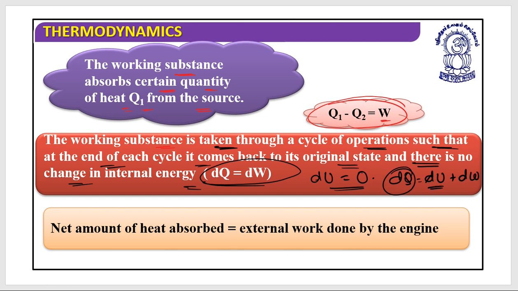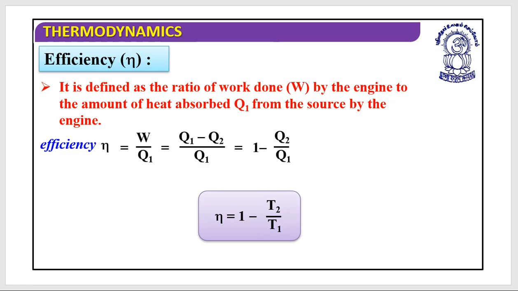So all the work is going to convert it to the change in energy. So what we can say, it's a net amount of heat absorbed that is equal to the external work done by the engine. It's a net amount of work done that is equal to the external work done by the engine. I hope this is clear. Is it clear? Great.